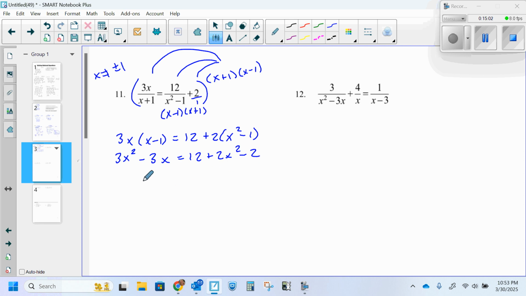All right, let's get our x squares on the same side. Let's subtract 2x squared. And let's see, that's going to give me 10. So subtract 10.